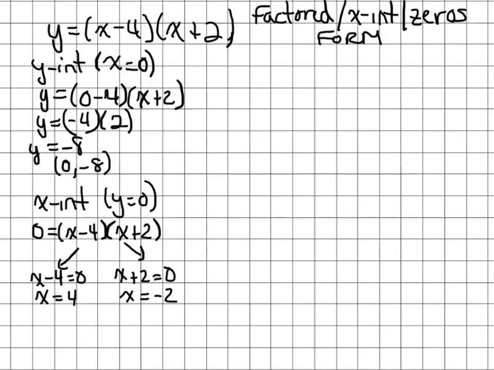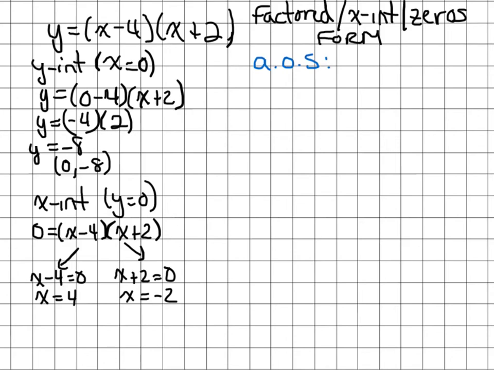One thing we know about the x-intercepts is that these two are symmetric points. Symmetric points, as we've talked about, are equal distance from the axis of symmetry. So if I can find the halfway point between here and here, I can find the equation for the axis of symmetry.